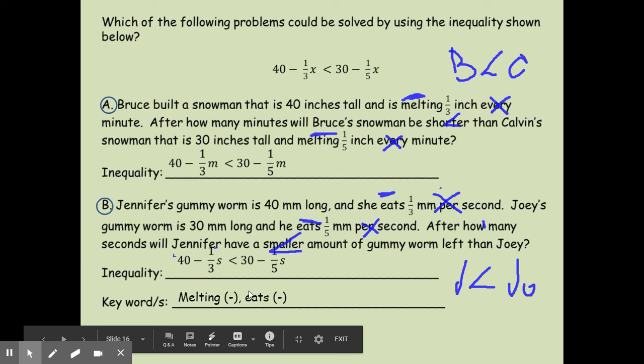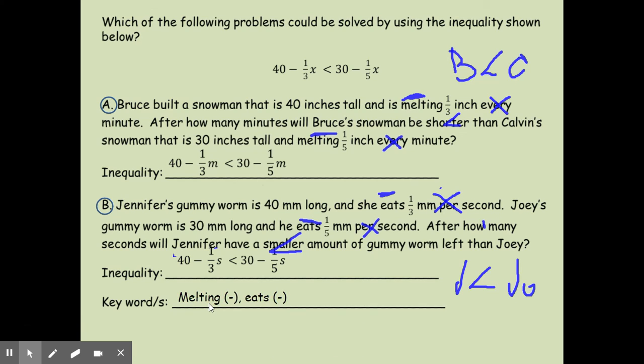Okay, so now our keywords. Melting tells me I'm subtracting, right? If my snowman is actually melting, it's not going to get taller. It's going to get smaller until it's like a bunch of water. And then eating: if I begin with, let's say, a burger, and I start eating it, am I still going to have that complete burger? No, it's going to disappear in my belly.